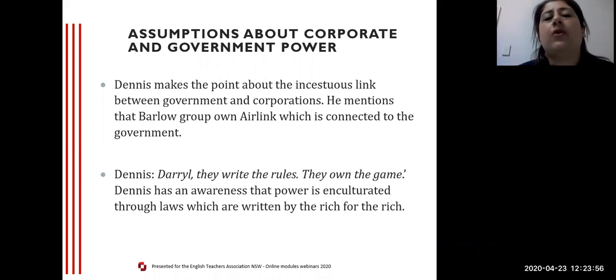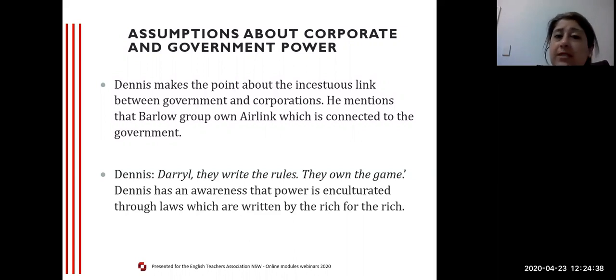We've also got assumptions about corporate and government power. Dennis is very much sharing Daryl's identity, because both of them view authority figures or the rich as different to them. But Dennis is more cluey about the power relationships in society. His direct statements, "Daryl, they write the rules, they own the game," suggest that he's very aware of the deceptive cultural practices in institutions. Obviously Daryl's not deceptive, he's very straightforward and honest, so he's the one we're going to barrack for.